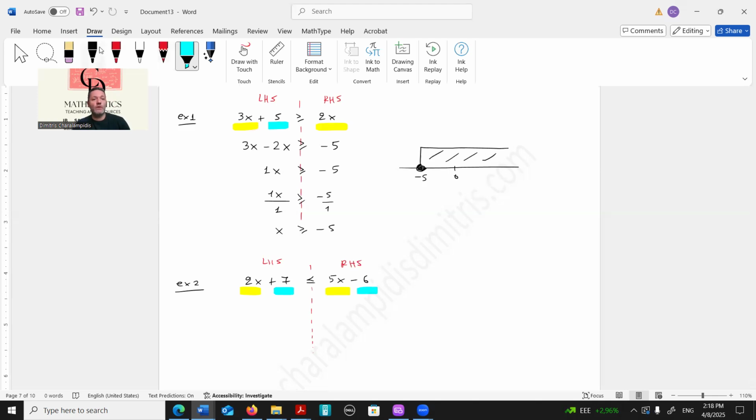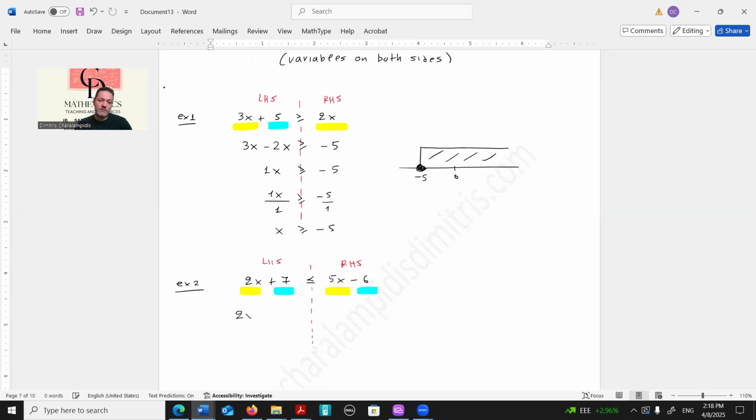Again, my plan is to separate these two colors. Let's bring all yellow at the left. 2x was already there, so nothing will change, 2x. 5x was at the right, now I need to move it to the left, so I will change its sign, -5x, smaller or equal than -7, because it was to the left, now it will turn to the right, so its sign will change. -7 minus 6. 2x minus 5x is equal to -3x. Smaller or equal, -7 minus 6, it should be -13.